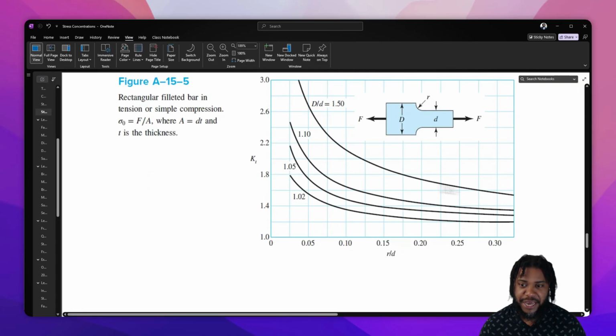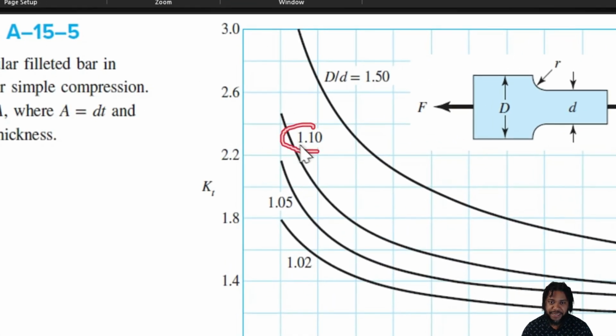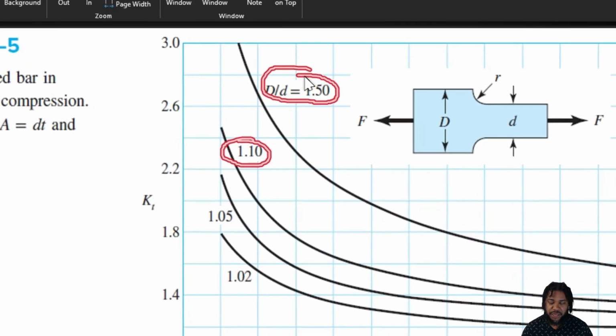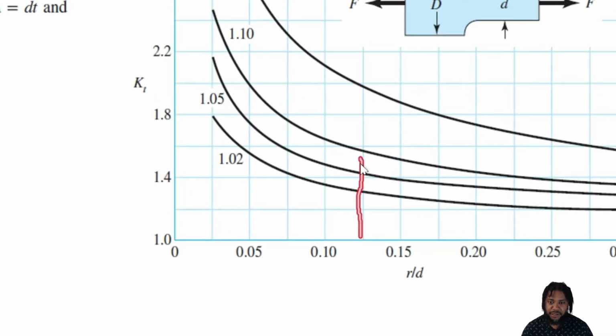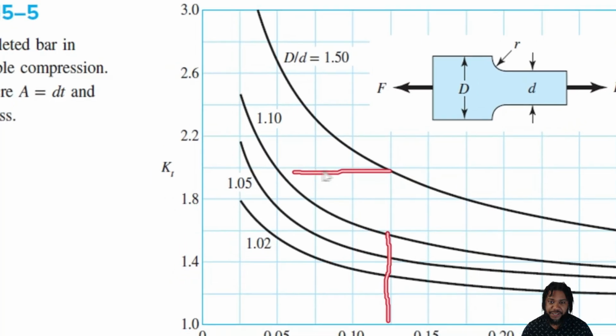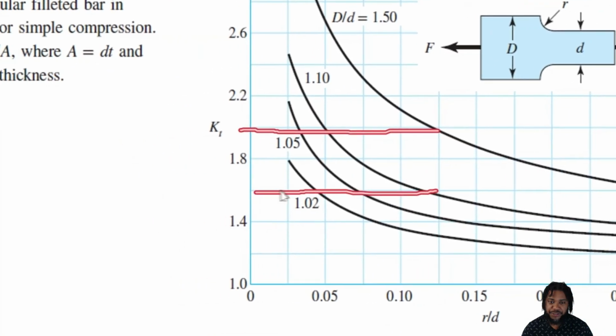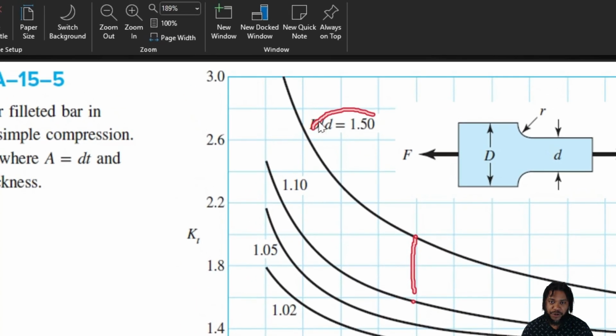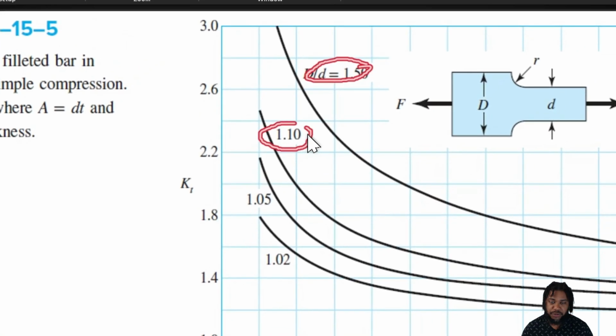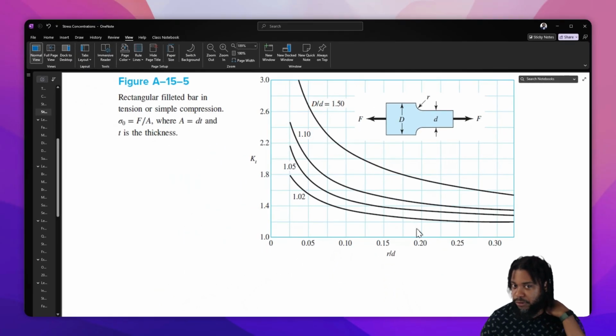And say we had some ratio that sat in between 2 of these lines, then what we need to do is plot our lines and find the KT that corresponds to each of those intercepts, and then do a linear interpolation between those 2 points, based on where we are in D over d between these 2 lines. So there's a little bit of work we've got to do if we're in between lines, and we'll learn about that in class in one of our examples.